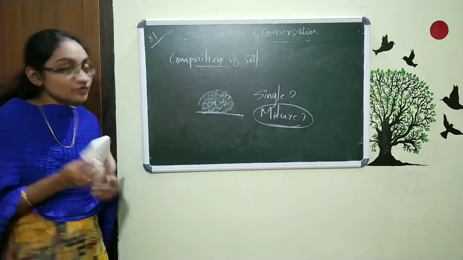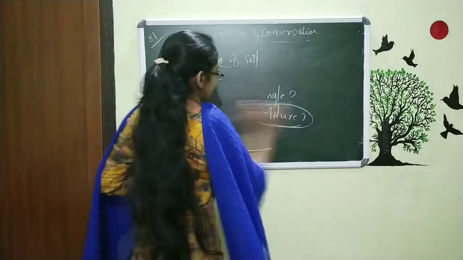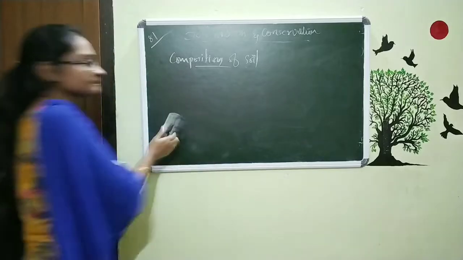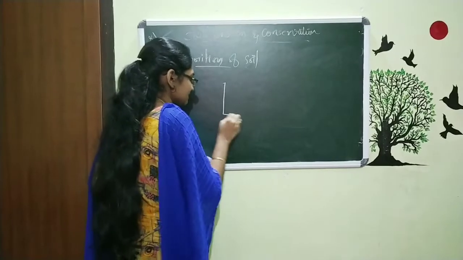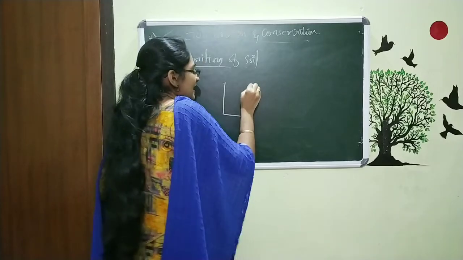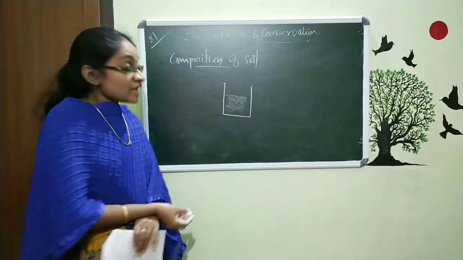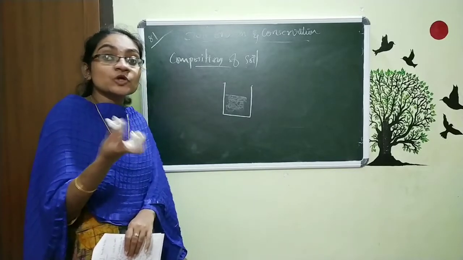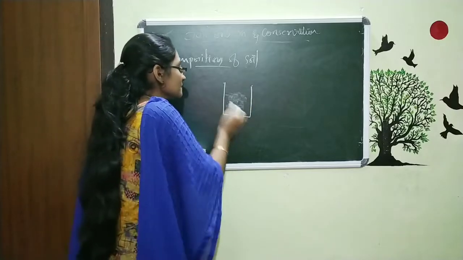For that, in your textbook, they just explained one activity. You can see that activity on page number 82. Now I am going to explain that. Very simple activity. Just take one glass beaker and add some water to this. And then take one handful of soil and put it into this glass. And just mix it up.